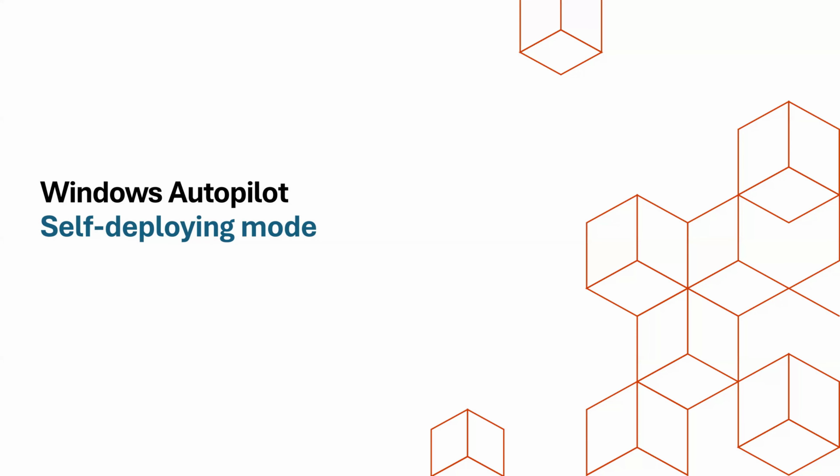Okay, and how about self-deploying? So what is self-deploying mode? Normally, it will be used for kiosk devices, where there is not much interaction from the user. So what is expected here if it's a self-deploying mode? How does the enrollment look like?